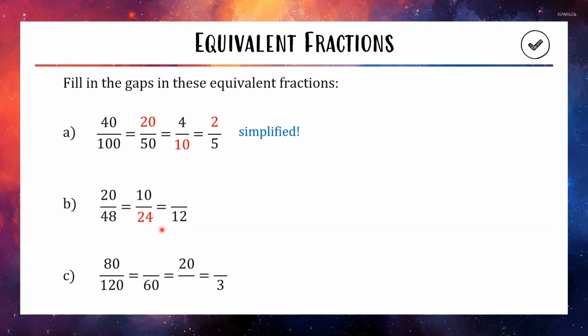Now 24 turning into 12 is being divided by 2 again. It's being cut in half. Half of 10 is 5, and now we have 5 out of 12 as our simplified version of 20 out of 48.